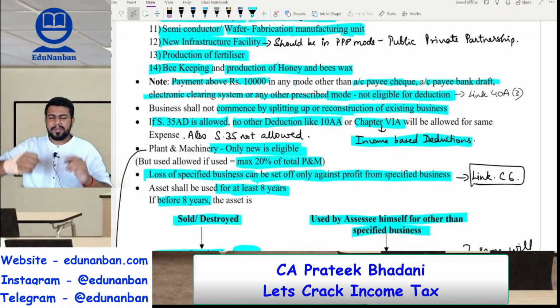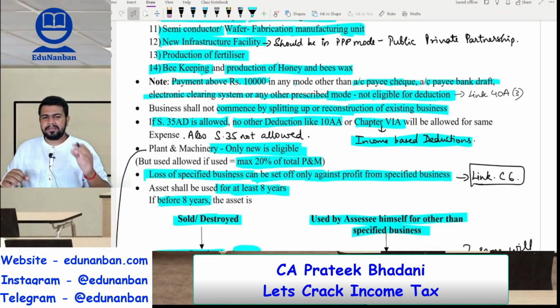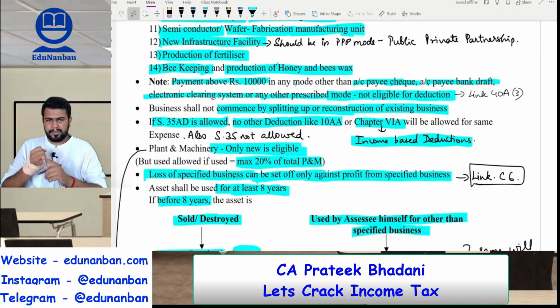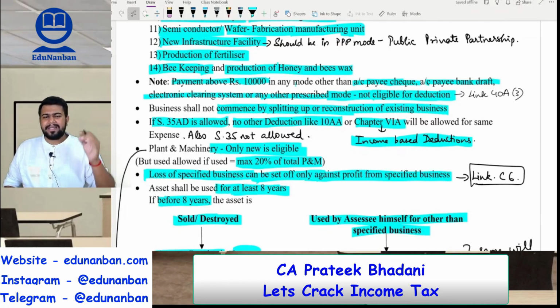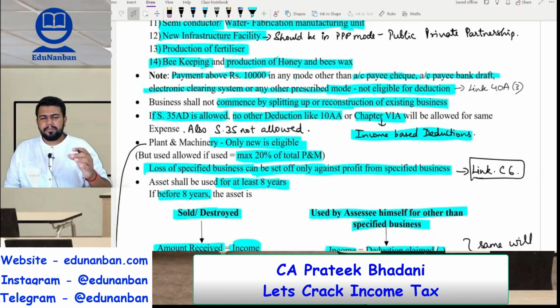Then again, no benefit of section 35AD deduction is given if the payment, that is the expenditure, is made to a person in a day exceeding rupees 10,000 in any mode other than account payee cheque, account payee bank draft, electronic clearing system or any other prescribed mode like credit card, debit card, net banking, IMPS, UPI, Bhim Aadhaar Pay, NEFT, RTGS, etc. So the payment to procure the capital assets should only be via the prescribed modes. If it is not in the prescribed mode and the payment is more than 10,000 to a person in a day, then such amount is not eligible for the deduction.